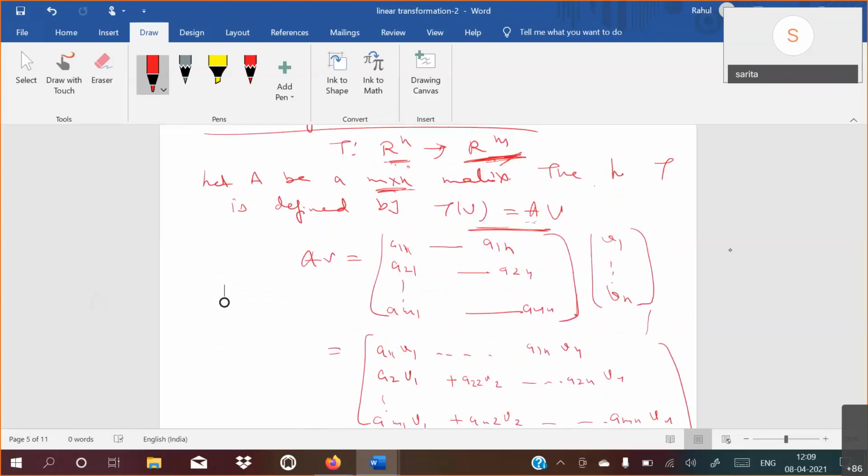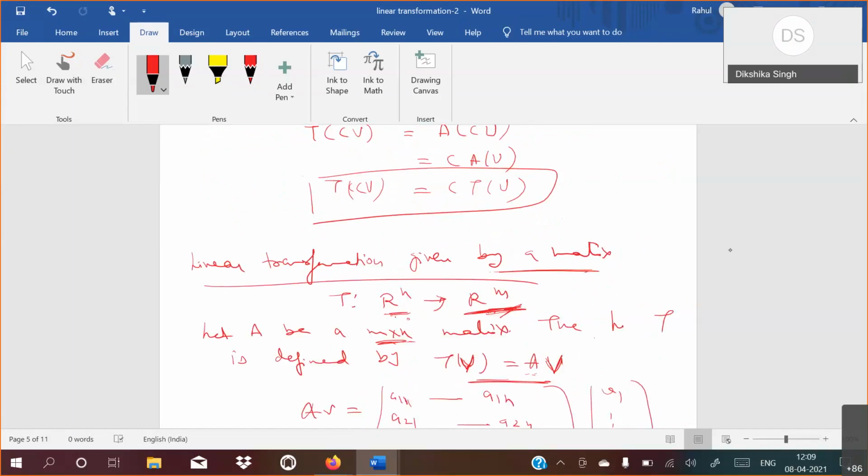Ma'am, I had a doubt regarding the T in the bracket, you have written U or V. Same, anything you write, TV or TU. TV is equal to AV, or I write TU is equal to AU. So I'm saying that TU can be written in this form. Okay, ma'am.